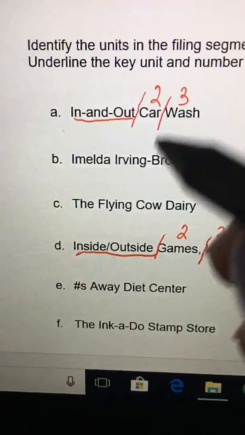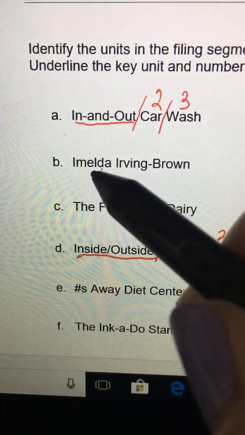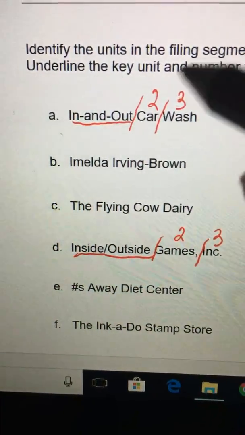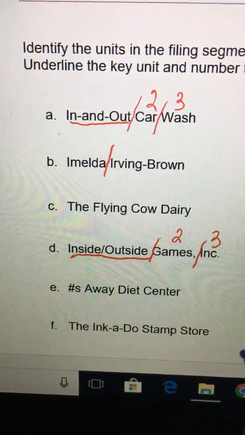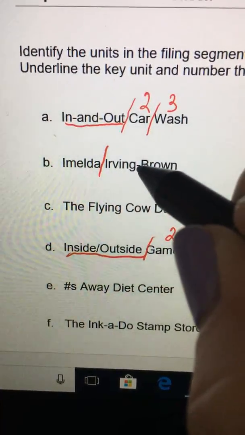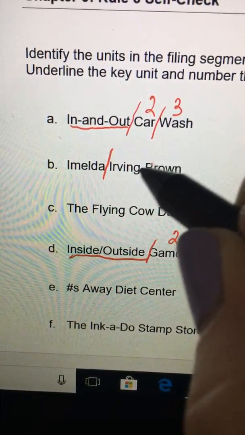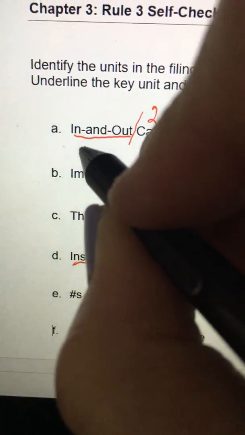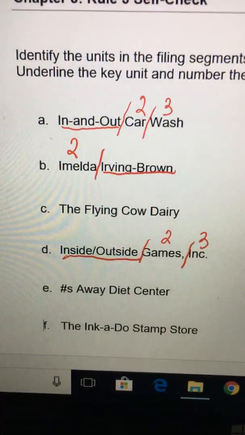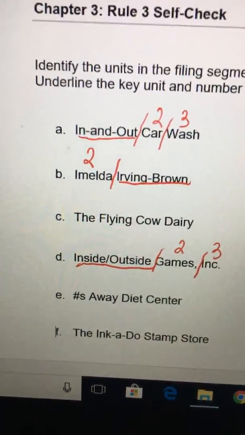Okay. Now when you have a person's name, let's look at Imelda Irving Brown. Again, look at your spaces. We have 2 units. You're ignoring this hyphen and closing up the space. So Irving Brown becomes the key unit. Imelda becomes the second unit. Okay.